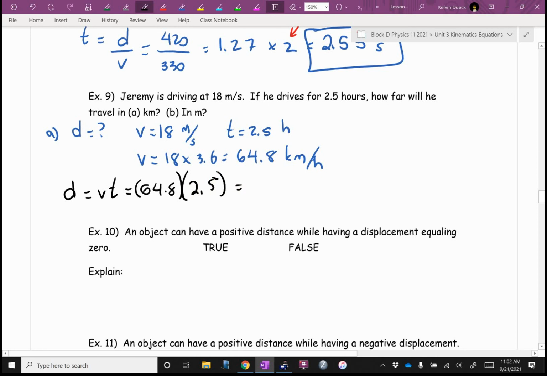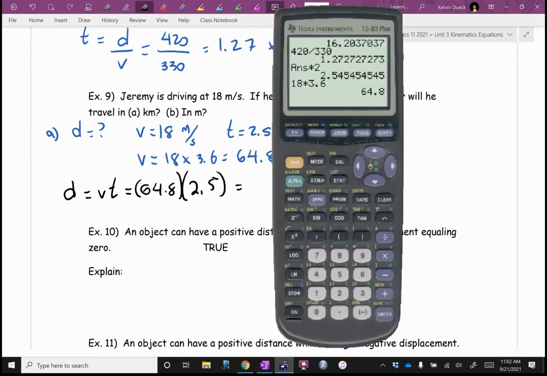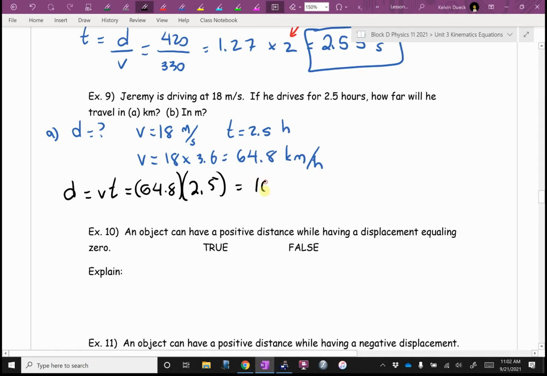What is 64.8 times 2.5? How far will we drive? 162? Units? Got to be kilometers. 162 kilometers.